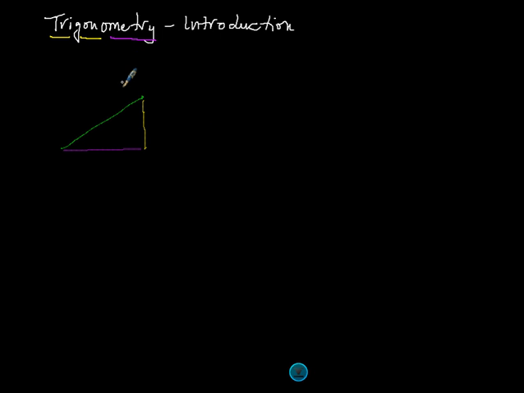I'm going to discuss the very beginnings of trigonometry. Trigonometry is a Greek word that deals with trigons, that is triangles, and metry is the measure of triangles. So we're looking at the measure of triangles.